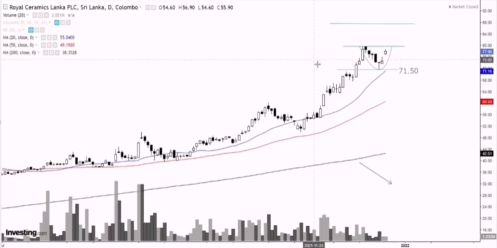So I guess that's about it on RCL as well. We have looked at pretty much everything that we need to look at.